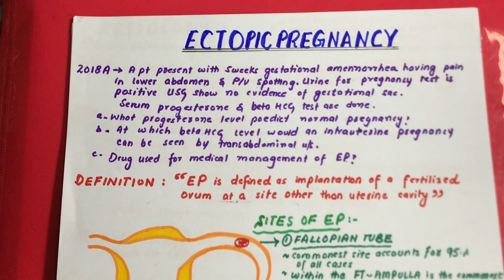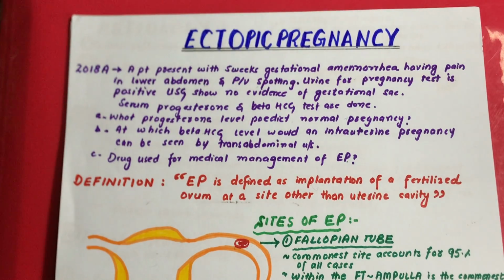So serum progesterone and beta hCG are done. Her tests are done. What progesterone level predicts normal pregnancy? We will study these in the coming few minutes, inshallah. At what beta hCG level would an intrauterine pregnancy be seen by transabdominal ultrasound, and what is the drug used for medical management of ectopic pregnancy? We are going to study all of these in the coming few minutes.